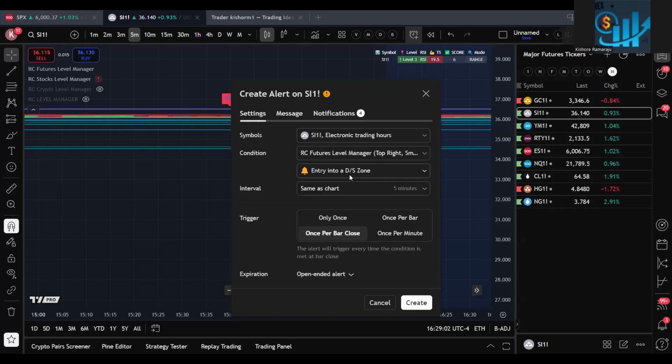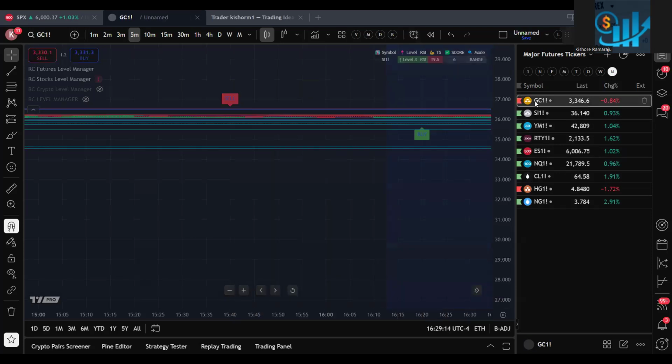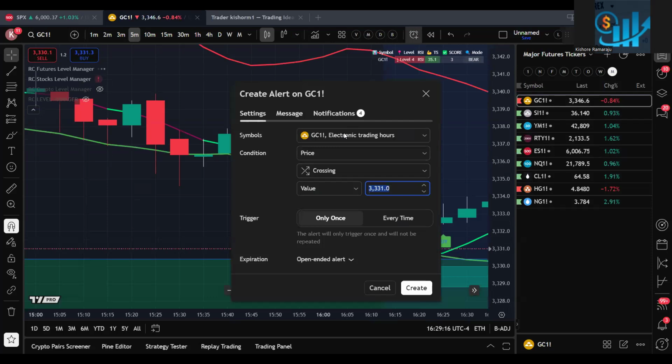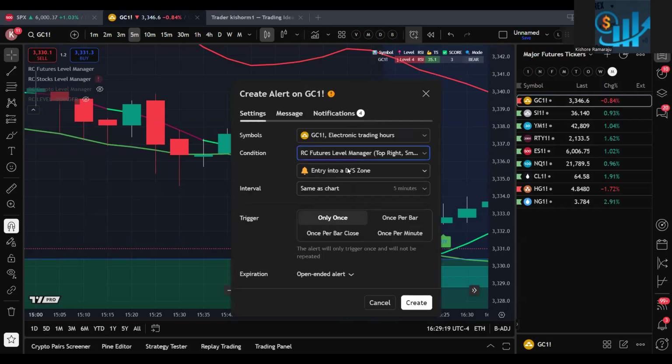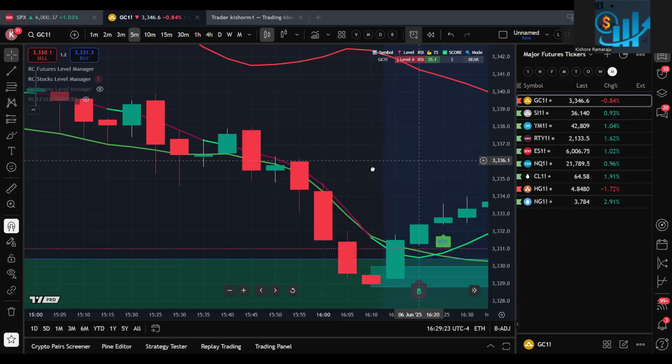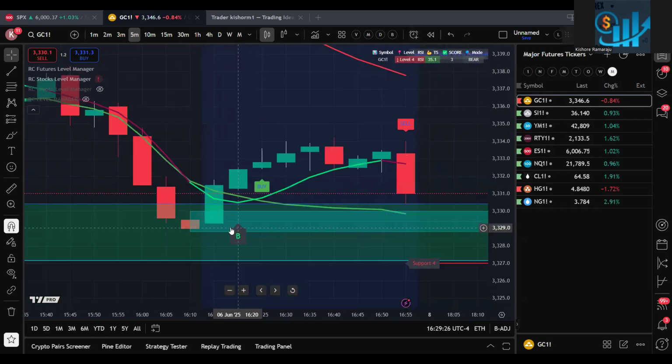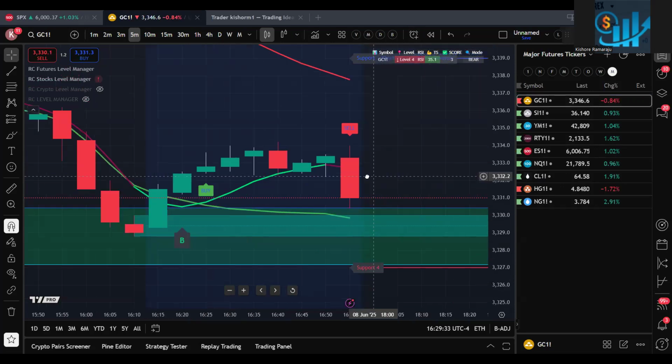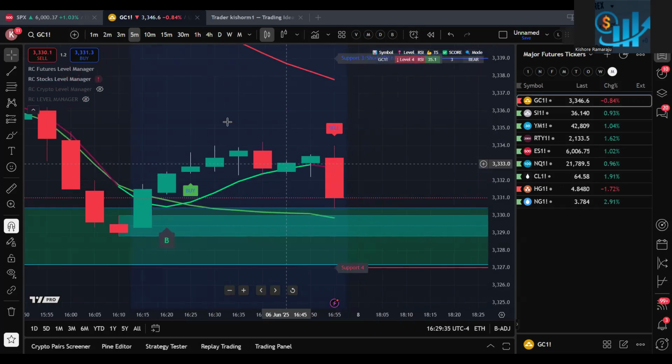If you get a notification and you see that silver got a buy signal, it is at a demand zone, that is the best time to enter the trade. You create a notification. Now you go to GC and you create an alert: futures level manager, entry into demand supply zone, once per bar close, create. If I get a buy signal, I will avoid it because I know that overall it is bearish. So I'll only focus on the sell signal. If I get a sell, I'll take the trade.